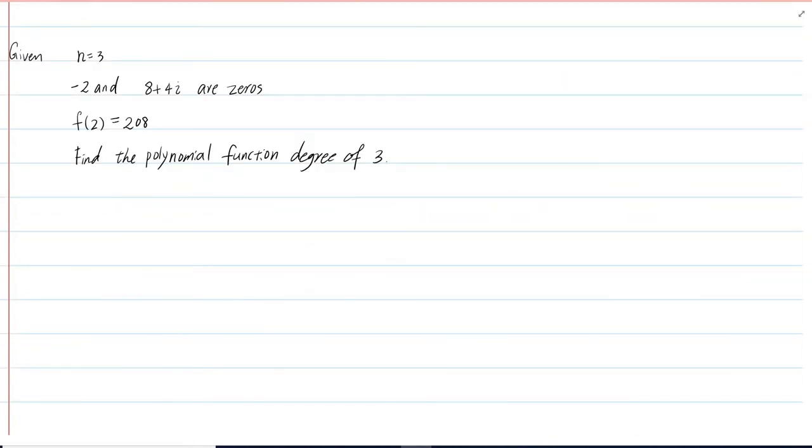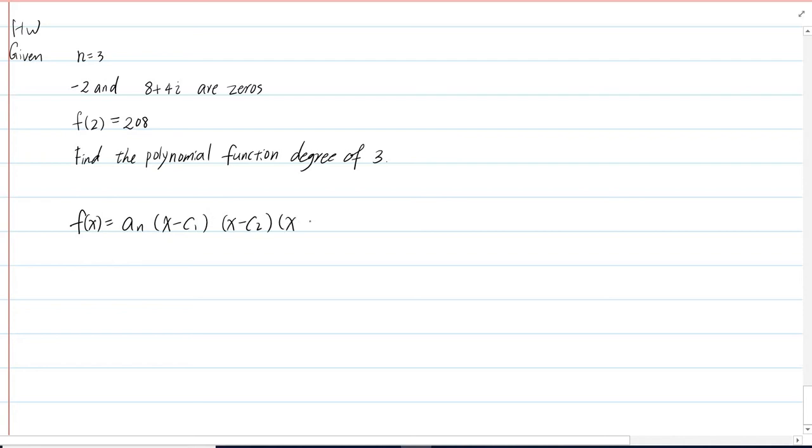Okay, here is the homework question. I'm not going to solve the whole thing. I just want to give you some hints. You have n equals 3. That implies you're going to have x minus c1, x minus c2, x minus c3. That means you have 3 roots. And then we said negative 2 is 0, so we're going to use this. Your negative 2 gives x plus 2, and then it also tells you 8 plus 4i is 0, so x minus 8 plus 4i. Then you have to remember that implies 8 minus 4i also is 0. That is how you set it up.